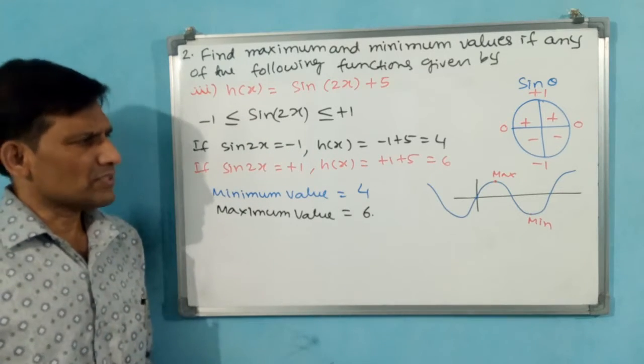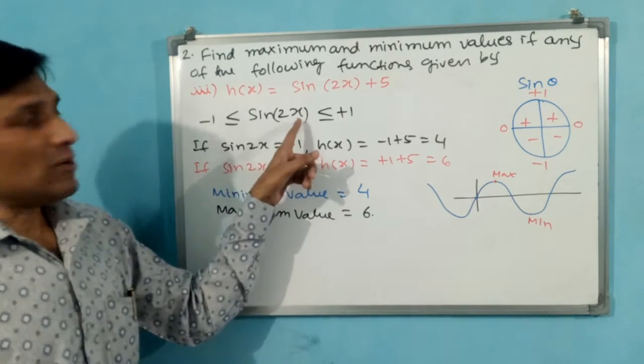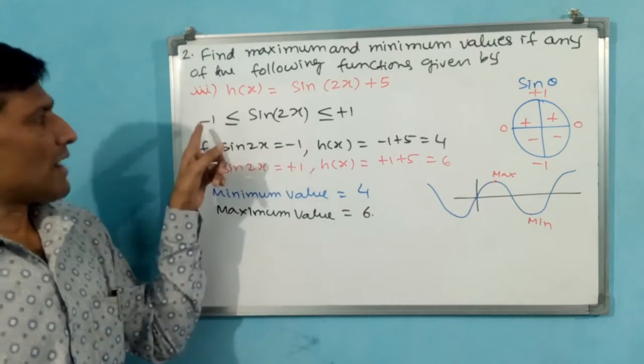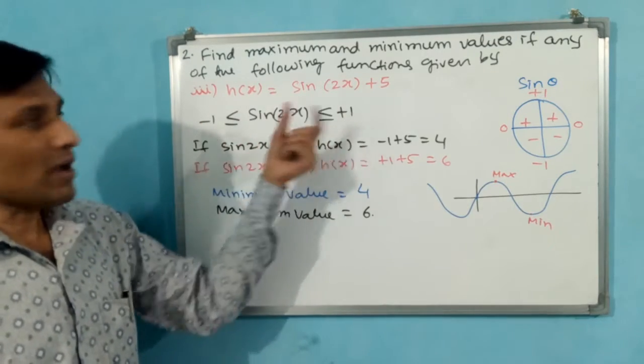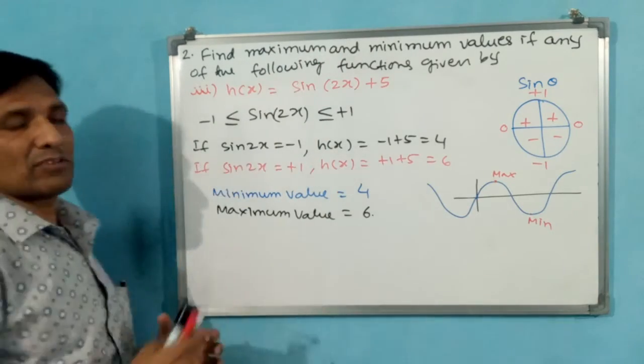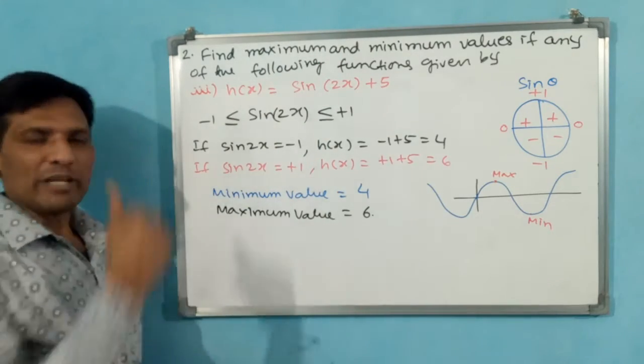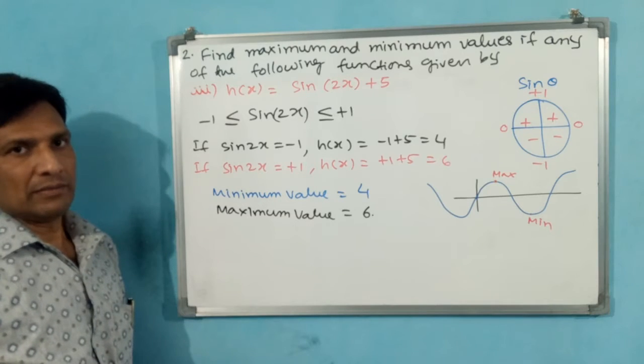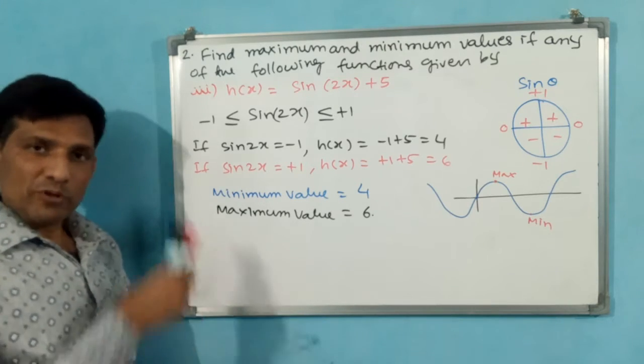That's all. Why? Because whatever the x value may be, entire sin 2x is going to become either minus 1 or plus 1 or in between. In between we don't bother. Minimum and maximum only we are taking, because they are asking for the minimum value and maximum value. These are the minimum value and maximum value. That's all. Okay. Let us proceed to the fourth part.